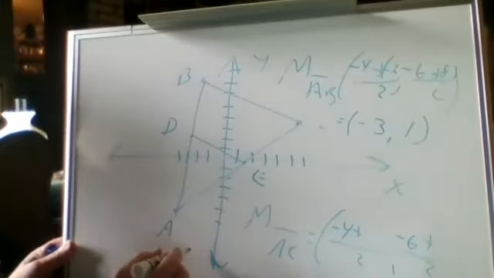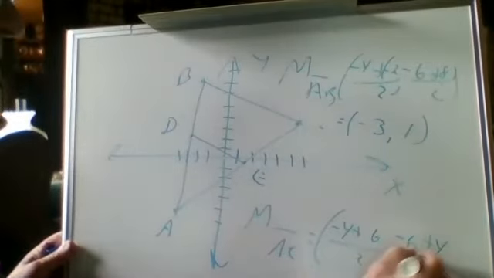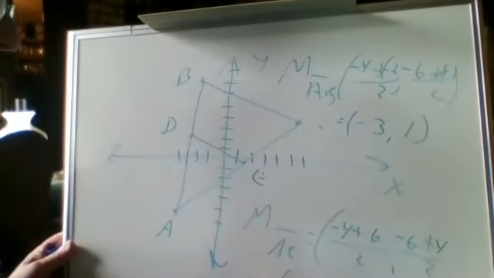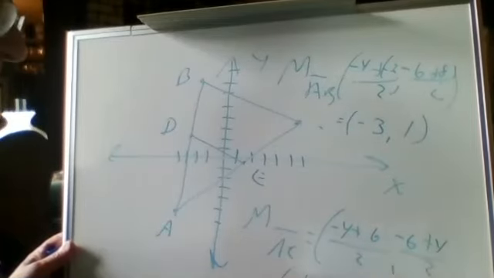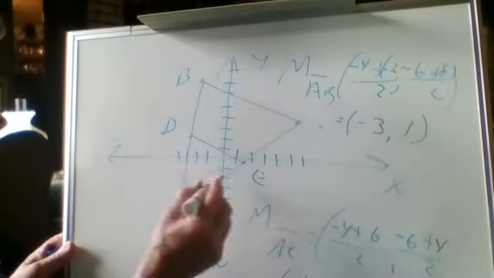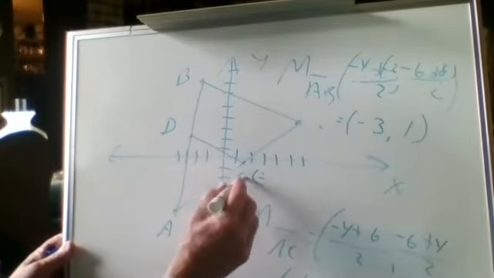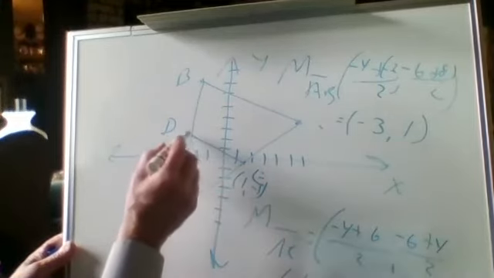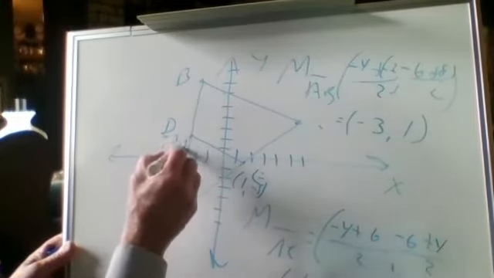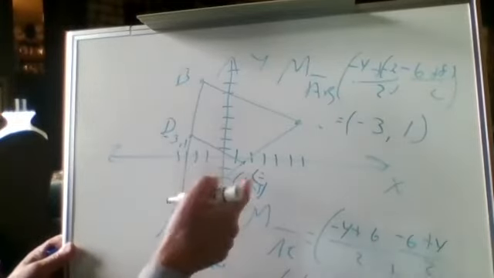Point C was 6 and 4. 6 minus 4 is 2, divided by 2 is 1. -6 plus 4 is -2, divided by 2 is -1, right? So this would be 1 and -1, okay? My drawing is obviously a little off. And this would be -3 and +1, okay? All right, so we're going to find the equation through those 2 points.